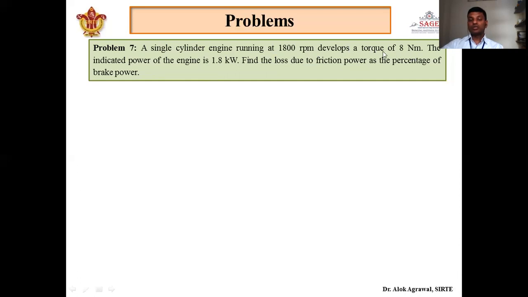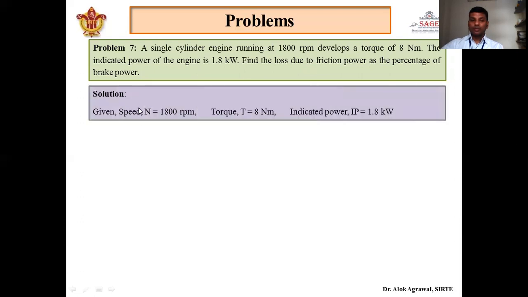So from these two things we can calculate the brake power. The indicated power of the engine is 1.8 kilowatt. Find the loss due to friction power as a percentage of brake power. Very simple problem. This N is given, torque is given, indicated power is given.